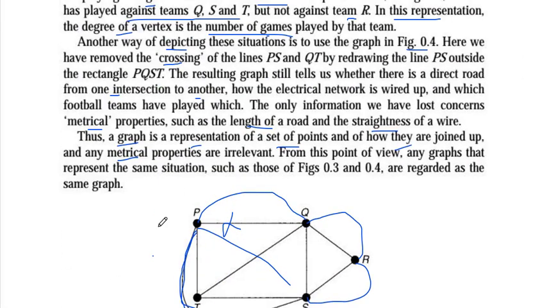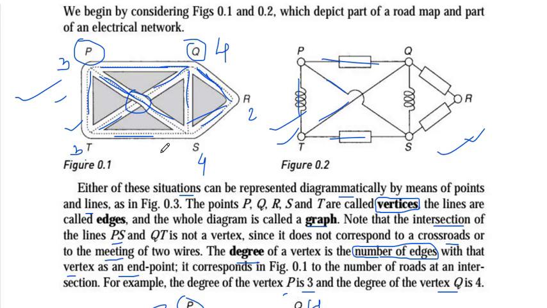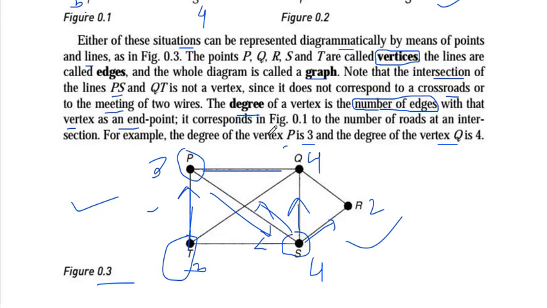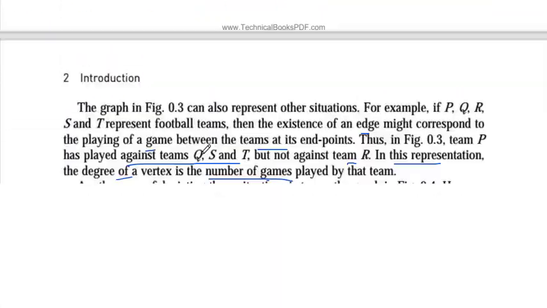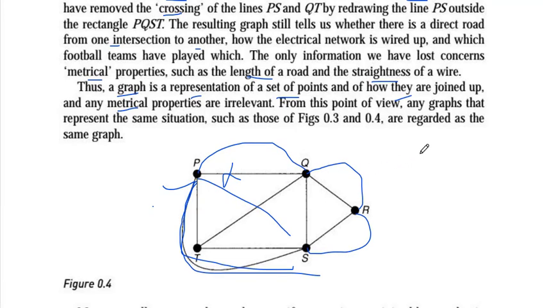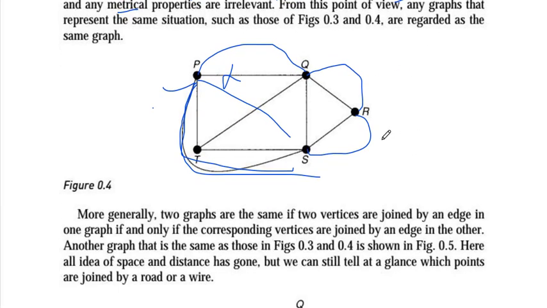So any metrical property is irrelevant, and these 4 graphs are all the same. This graph, the road network, the electric network, and the football team graph are all the same. Generally we can say that 2 graphs are the same if 2 vertices are joined by an edge in one graph if and only if the corresponding vertices are joined by an edge in the other.